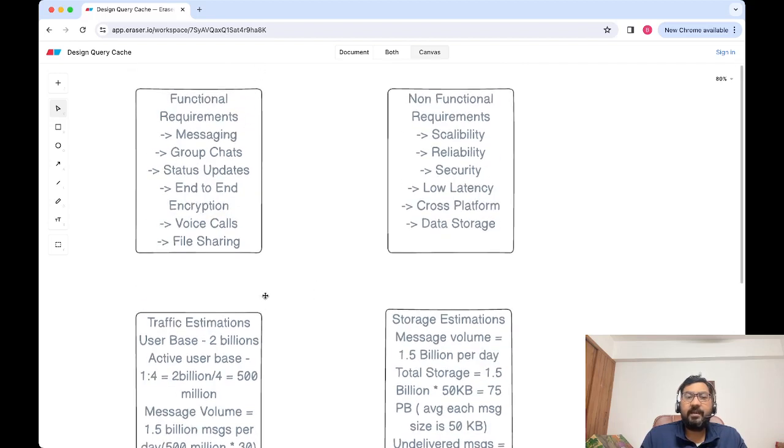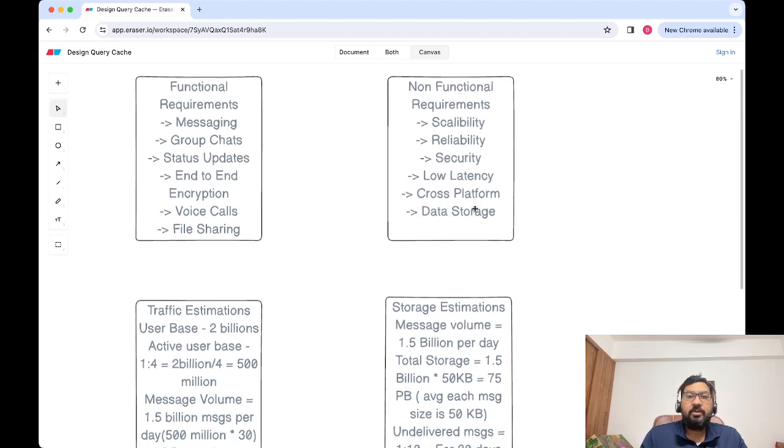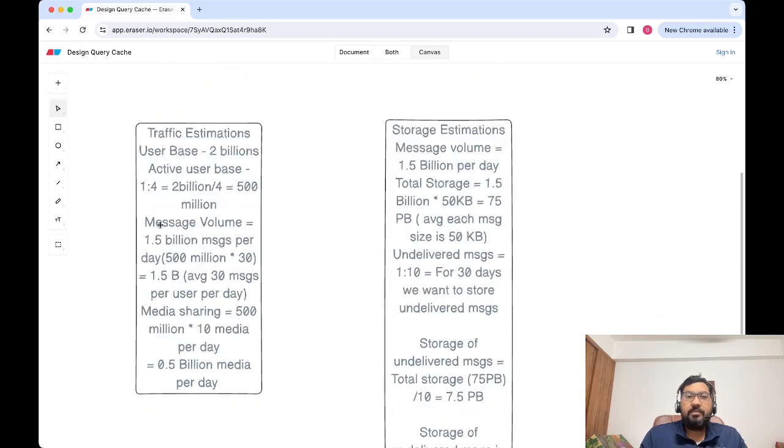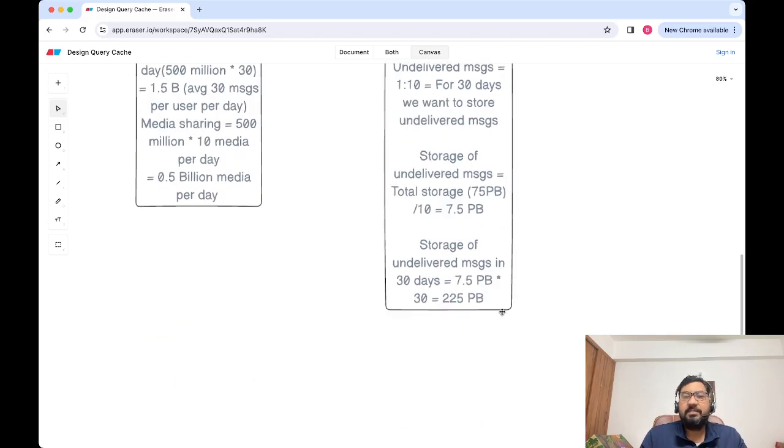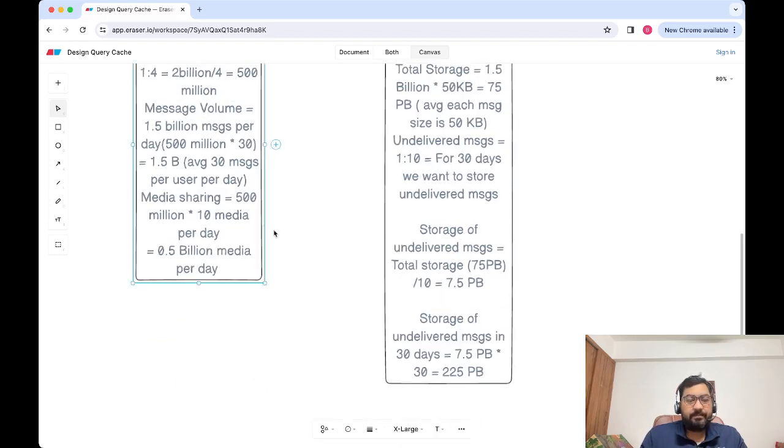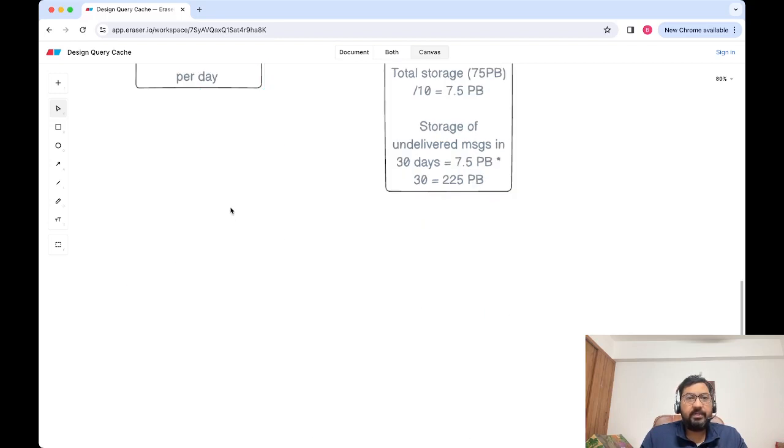So what have we done till now? We have talked about the functional requirements, the non-functional requirements, the traffic estimation, and the storage estimation, how much storage is required. Now comes the next point.